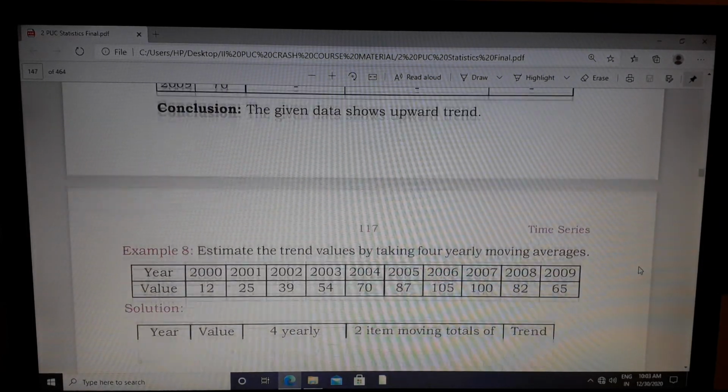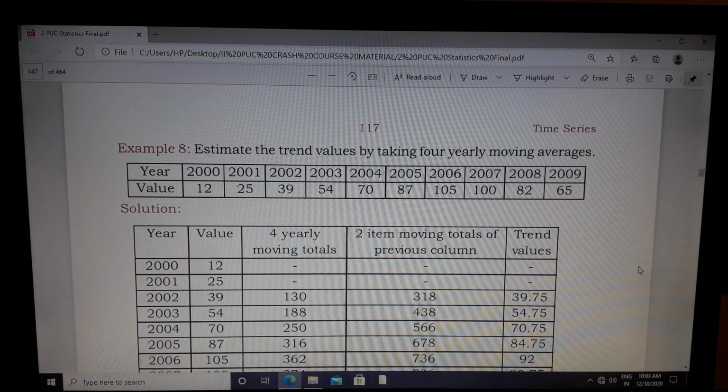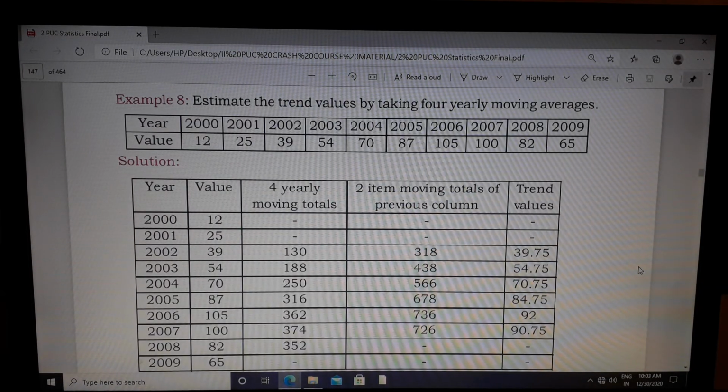Clear guys? Now once again, one more problem we shall see. 4 yearly moving averages. Estimate the trend values by taking 4 yearly moving averages from 2000 to 2009, and the values are given from 12 to 65. First 4 yearly moving totals, as you know how to calculate: 12, 25, 39, 54. First 4 total, and then it must be written in between 2001 and 2002.